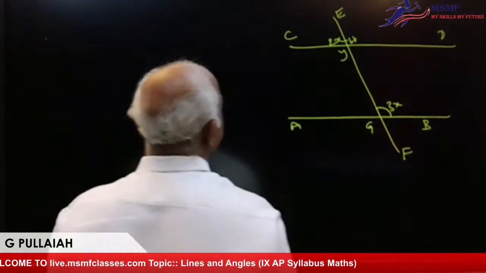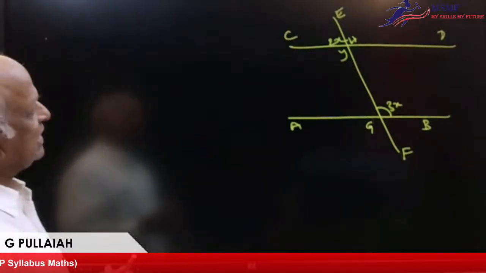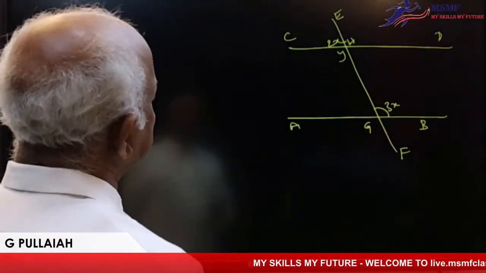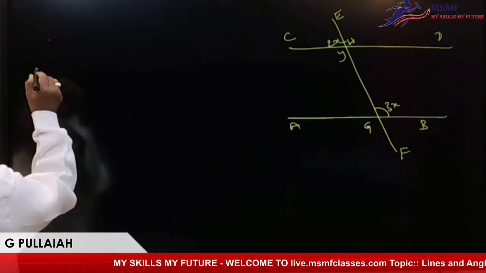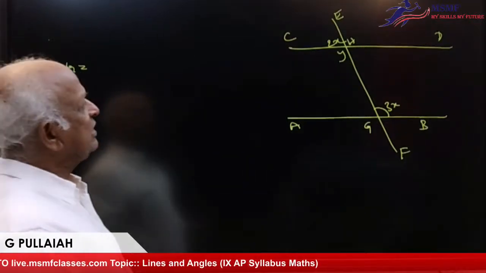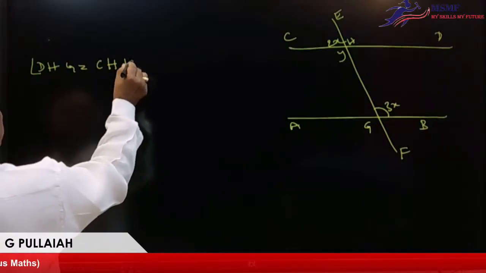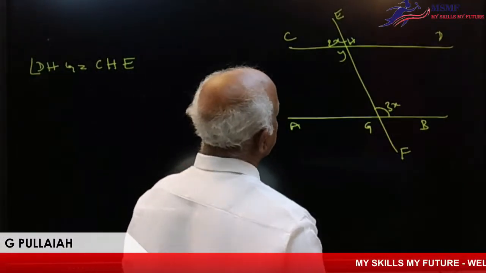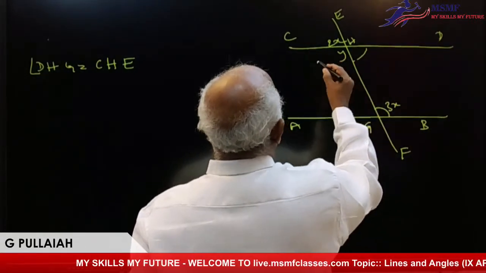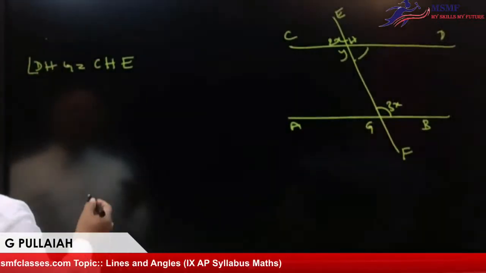So think very carefully. Here we are expected to find the value of x and y. So if you take this, you can say angle DHG is equal to angle CHG. Think, angle DHG and CHG are vertically opposite angles.